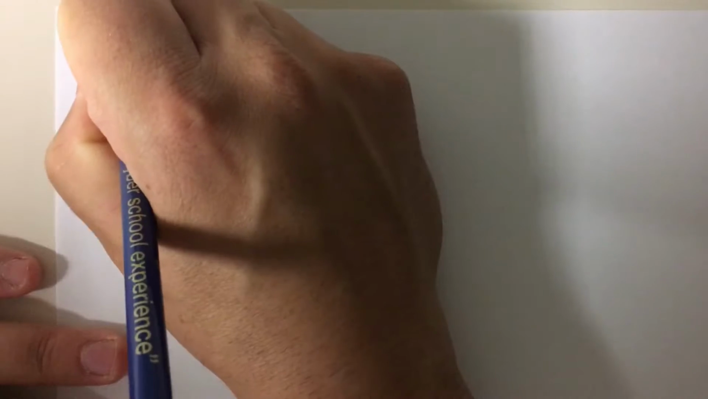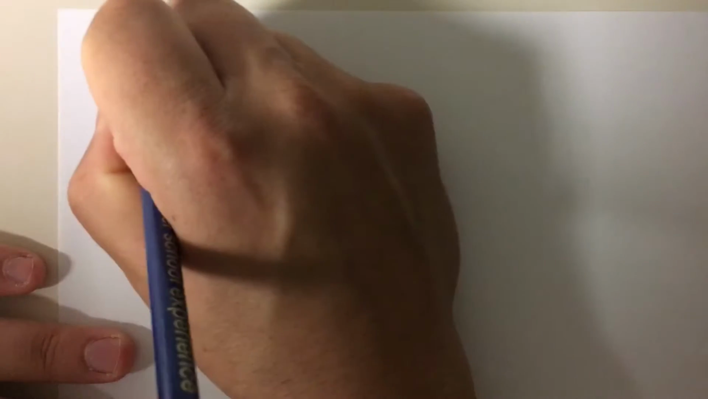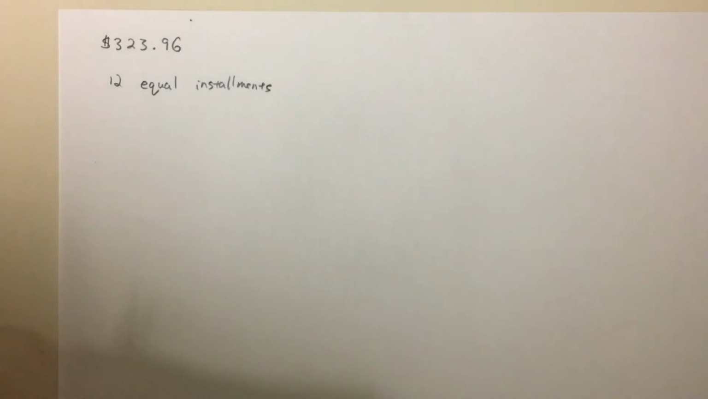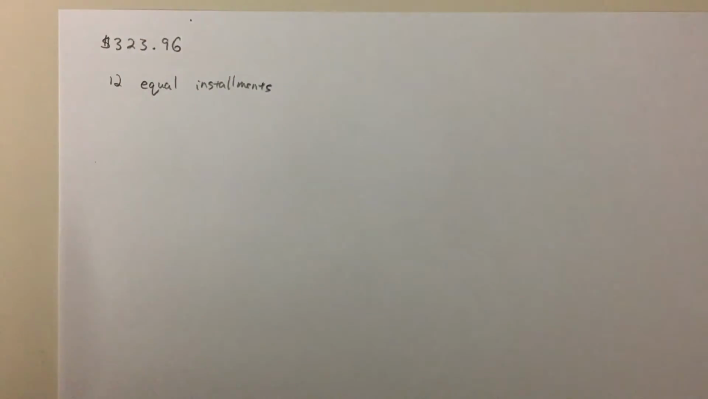Okay, let's go ahead and take a look at two questions that you'll see on page 4 of your text. So let's start with number 1, which states that Antonio bought a video game system for $323.96. So there's our first piece of information, $323.96. And that she paid in 12 equal installments, so 12 equal installments, and it asks about how much did she pay each month.